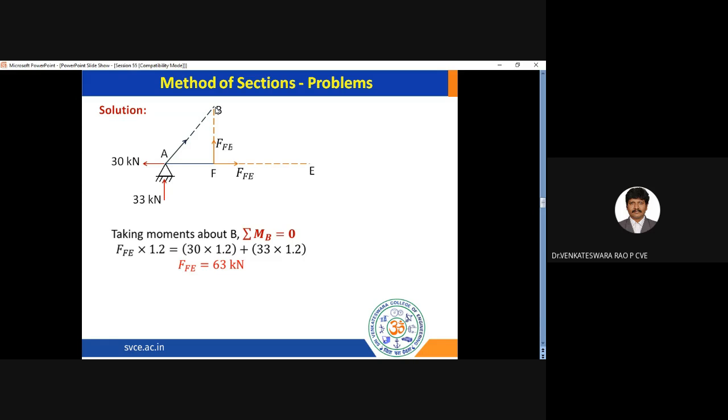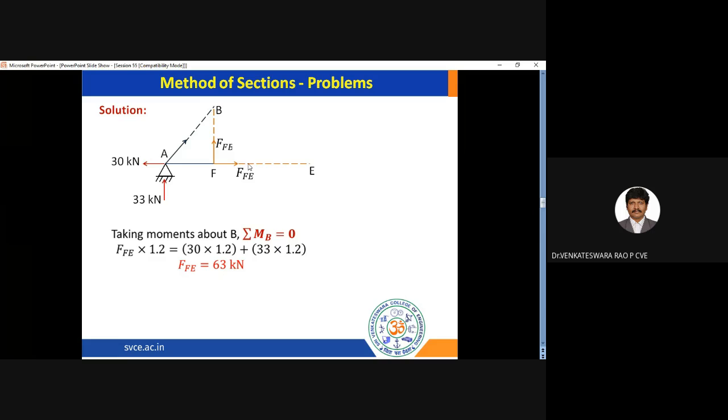So that the moment of force FAB about B becomes zero, I can get a single unknown, which is FFE. Please mark these arrows also like tensile. All these are tensile arrows. Okay, so if I take moments about B, what is happening?